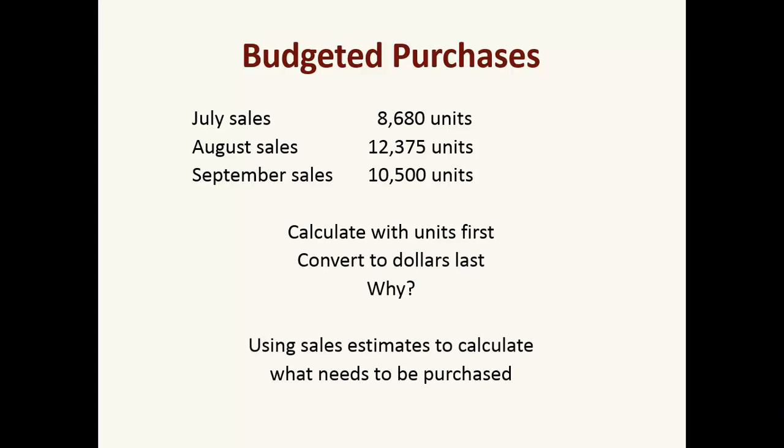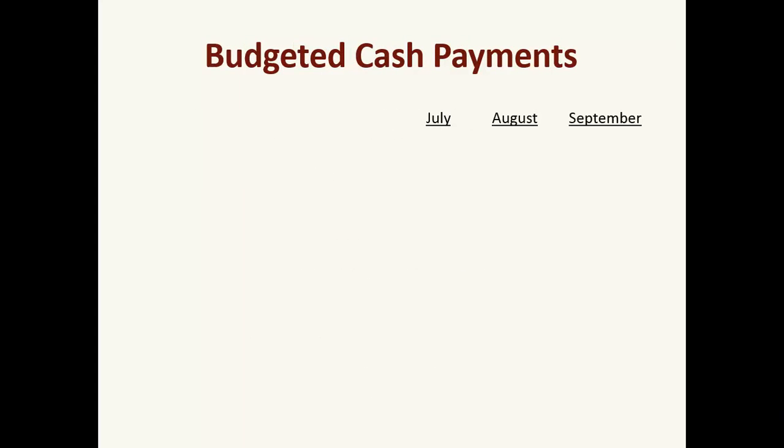That's because if you're using sales estimates to calculate what needs to be purchased, the sales price is not going to equal your inventory cost. You're looking at your revenue sales and your inventory costs, which will eventually be your cost of goods sold. It's not the same thing. So once you have your purchases budget, then you can calculate what your cash payments need to be for those purchases.